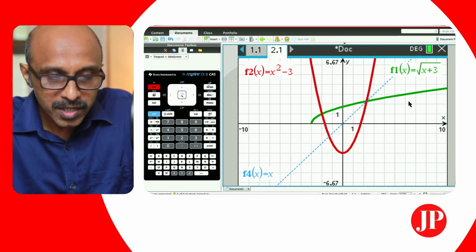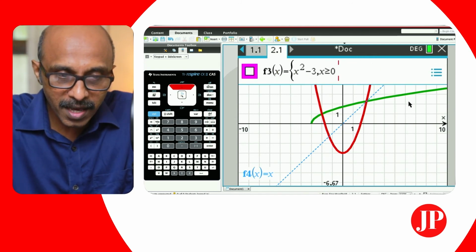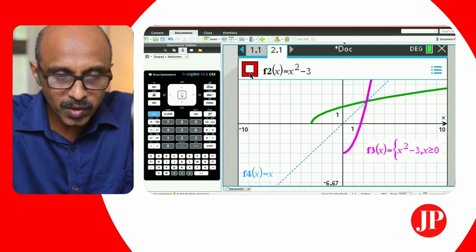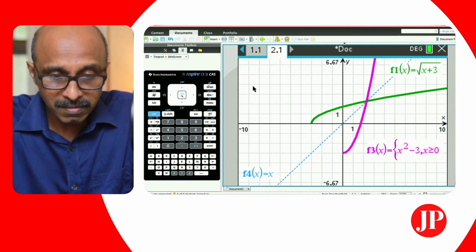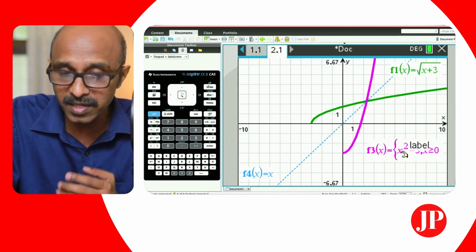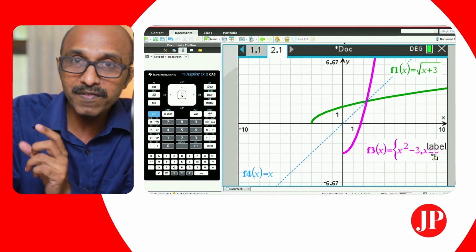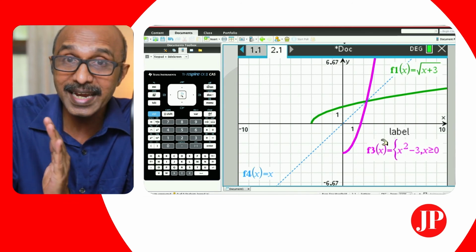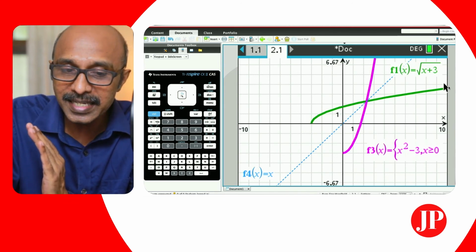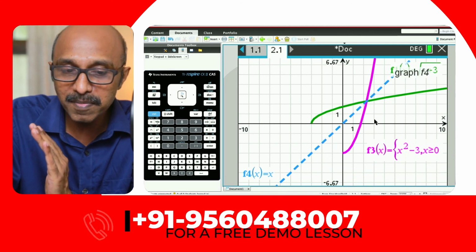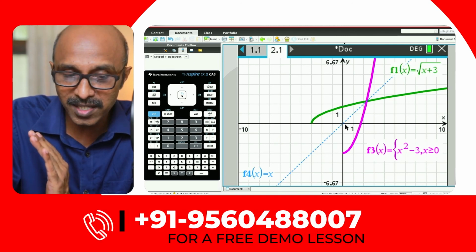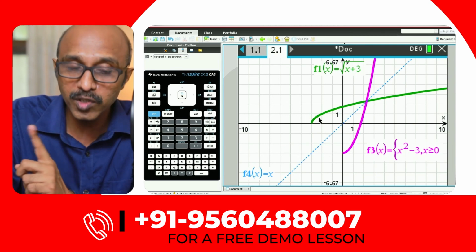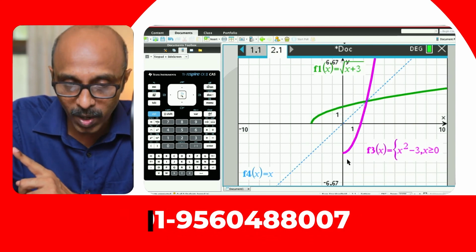So I'm going to change that slightly. I'm going to turn on this magenta graph and turn the red graph off. Now we can see that the magenta graph is the inverse, except that we've restricted the domain to x greater than or equal to 0. And now we can see that, yes, they are mirror images about the line y equals x. That blue line is the line y equals x. You've got just one piece of the inverted parabola and just one piece of this parabola.